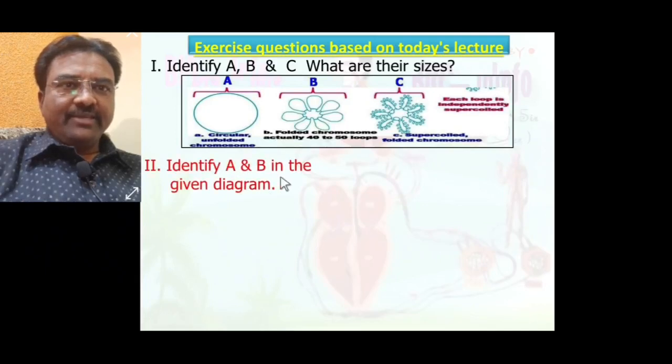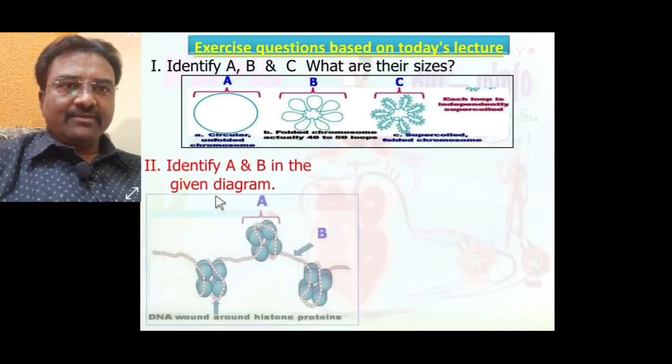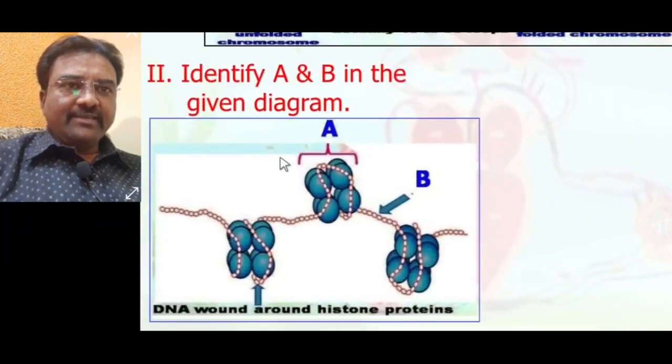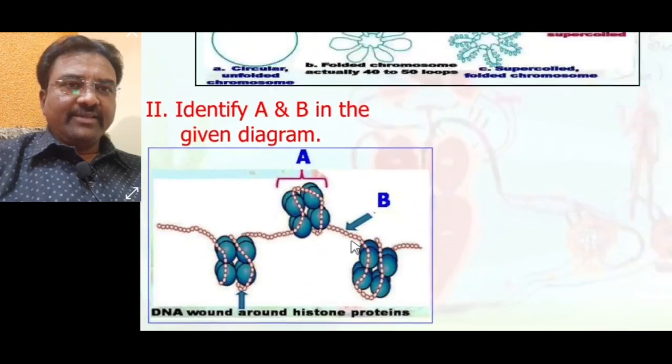Identify A and B in the given diagram. A means nucleosome and B means linker DNA. The DNA present in between two nucleosomes is linker DNA, and this one is the structure of a nucleosome. So A is the structure of a nucleosome and B is linker DNA.